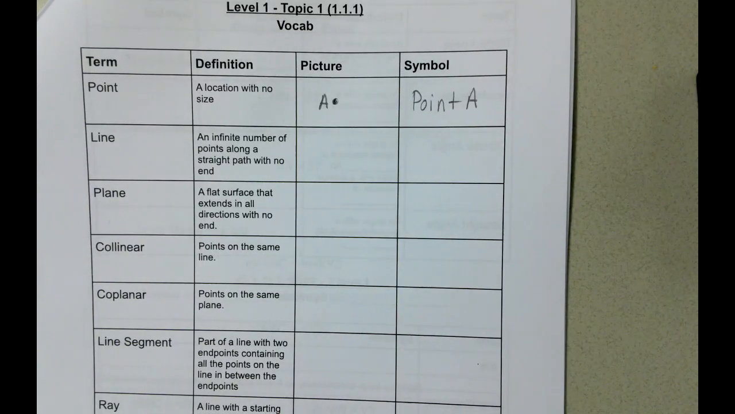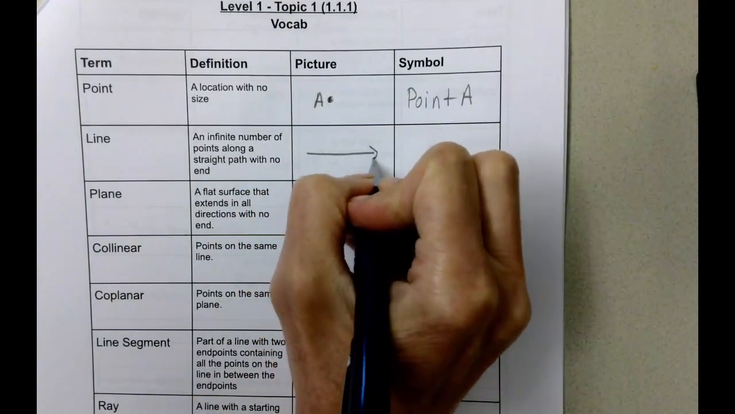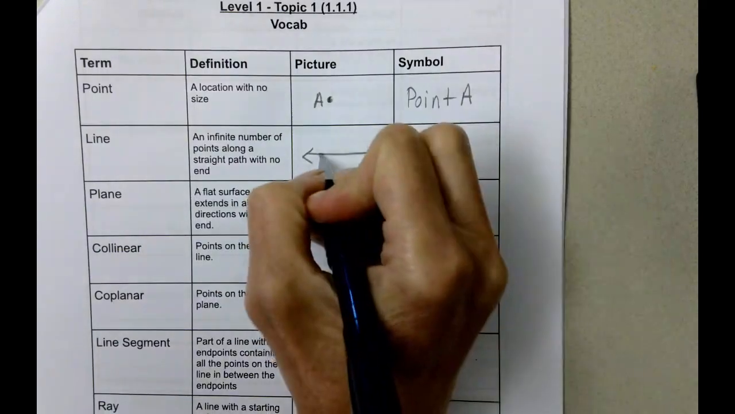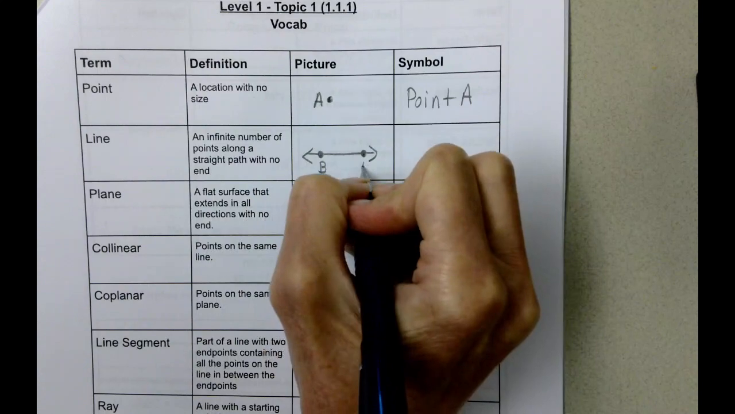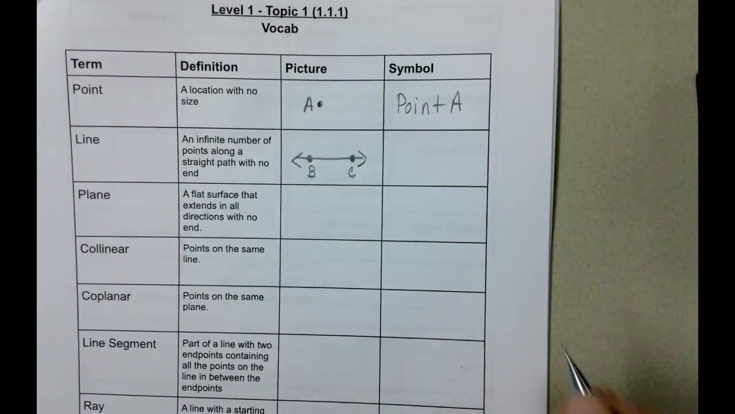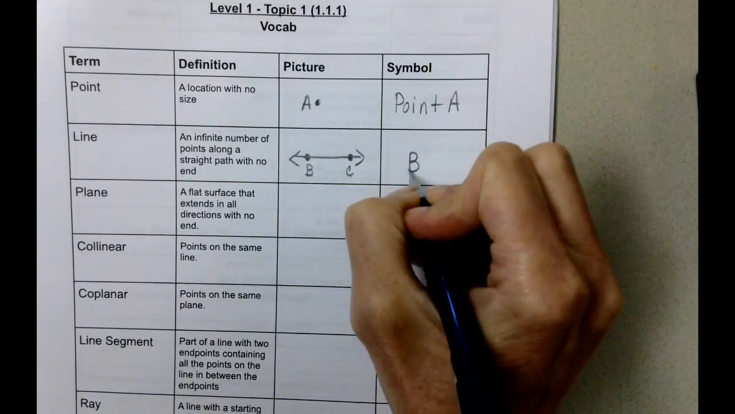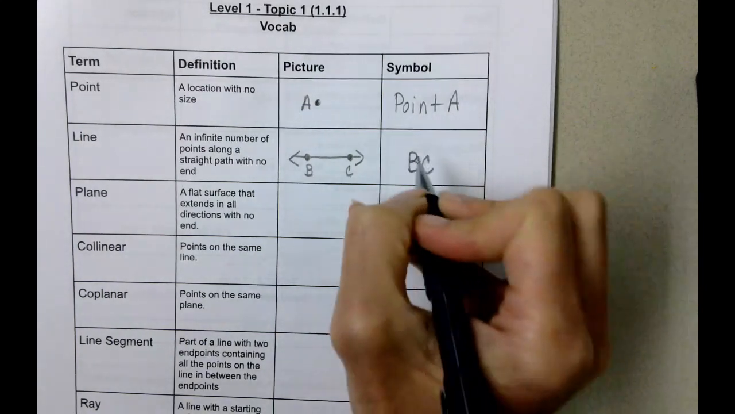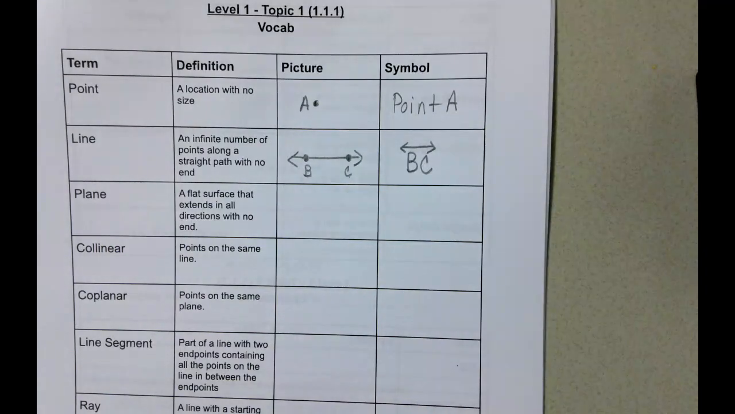The next one, line: an infinite number of points along a straight path with no end. So what the picture looks like is something like this. And we put 2 points on here. We'll say point B and point C. And the symbol is 2 points on the line, B and C, with a line with arrows on the end above it.